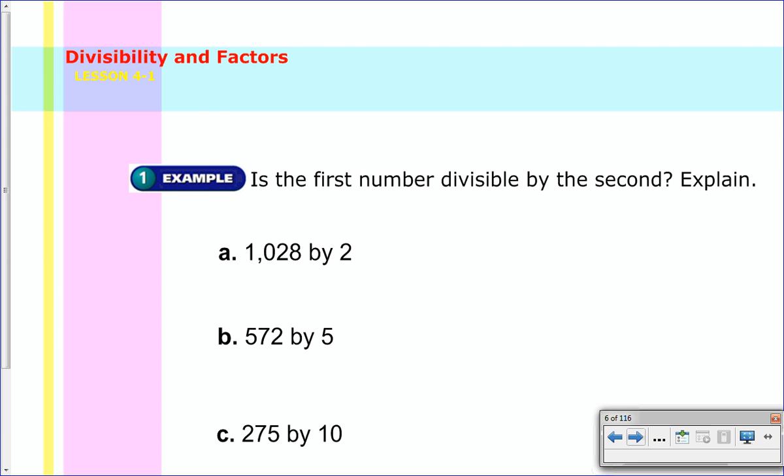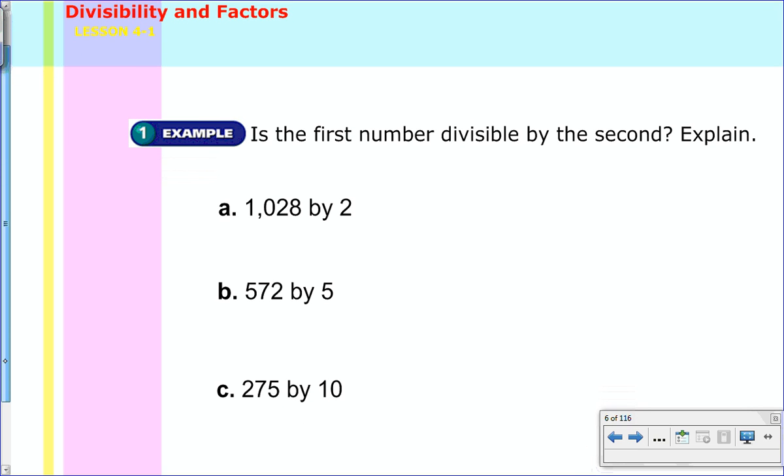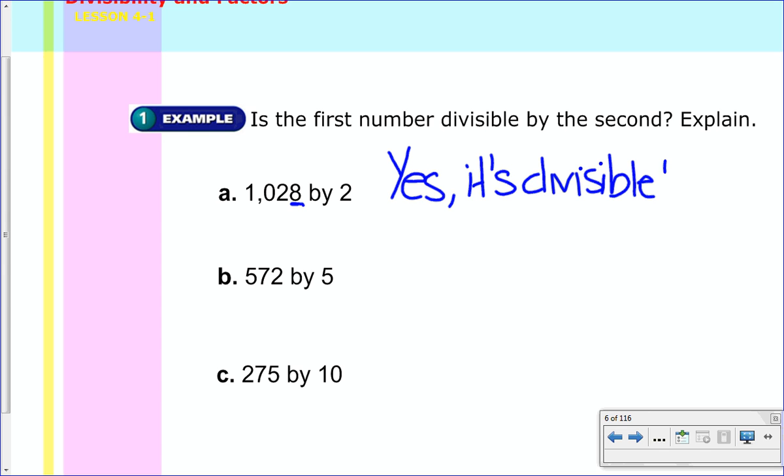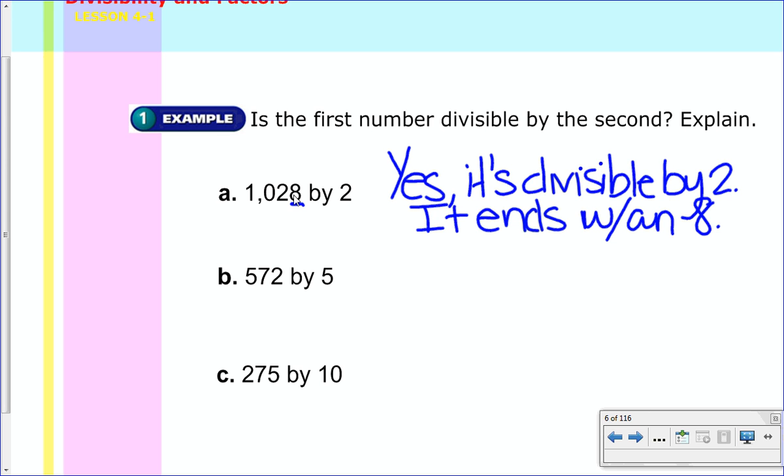So here we have a few problems. You need to decide, is the first number divisible by the second? Explain. So here we have A, and we'll do A together. 1,028 by 2. If you go back to the rules, a number is divisible by 2 if it ends in an even number, a 0, 2, 4, 6, or 8. This number ends with an 8, so yes, it's divisible. And then we need to explain why. Well, it ends in an 8. We know it's divisible by 2 because it ends with an 8. There we go.